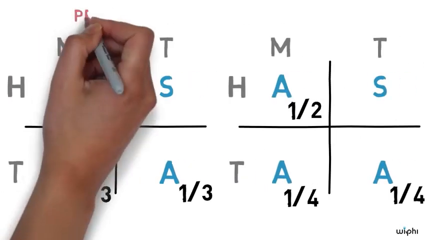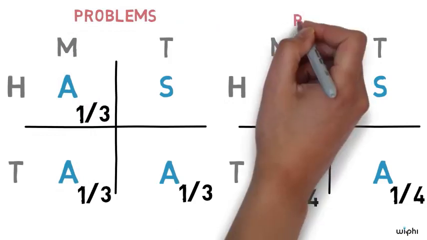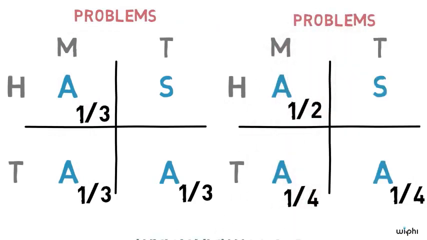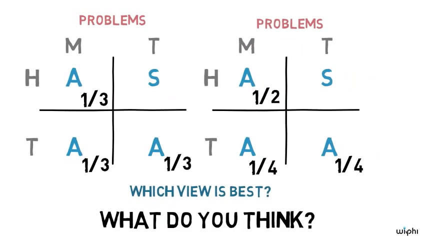So, whether we go for the 1/3 view or the 1/2 view, it seems like we're going to run into problems. Which view is best? I'm not sure. What do you think?